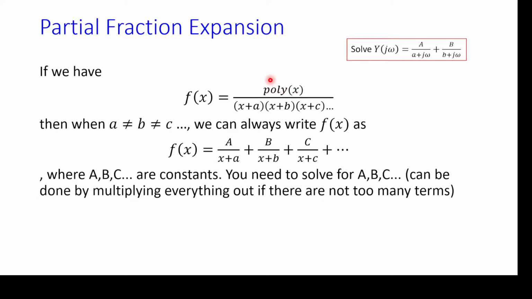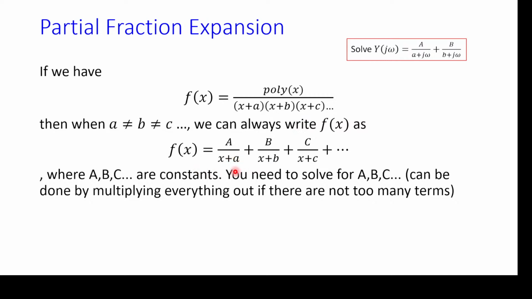The extra detail I skipped is that I didn't say the degree of the polynomial here. You only get this form if the upper degree is less than the lower degree. If you have a higher upper degree, then you will get an extra term. You basically divide those two, and you will get an extra polynomial that's outside. But anyway, you'll probably not see those, and we assume the upper degree is lower than the lower degree. And you can always write your f of x in this form.